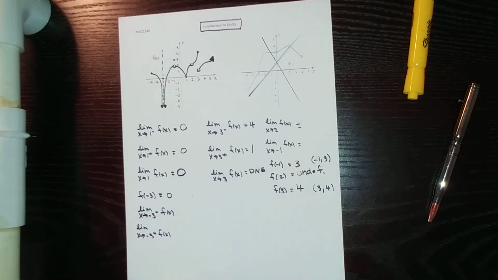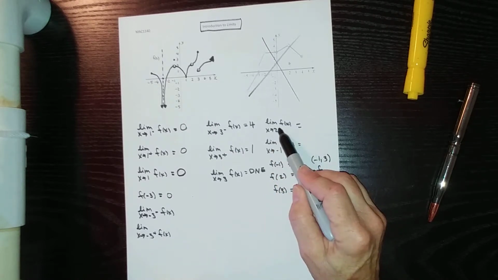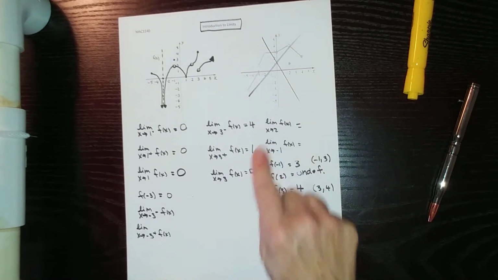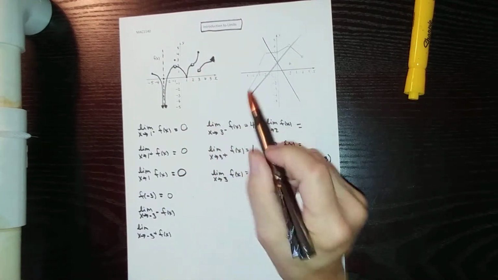All right, so let's look at this example. The limit as x approaches 2 of f of x. They did not give us a little plus or minus. Those are called one-sided limits when they have the little plus or minus. When they say the limit as x approaches 2, so let's look at 2. Here's where 2 is.